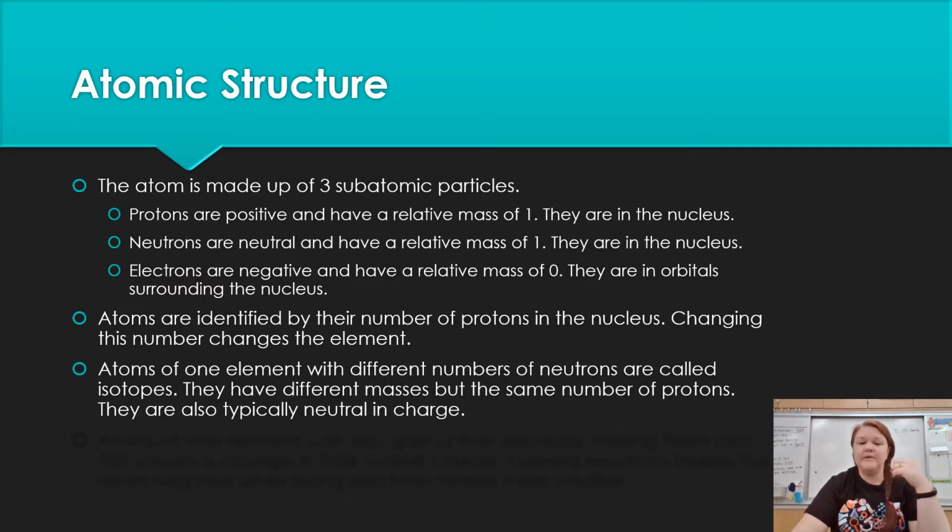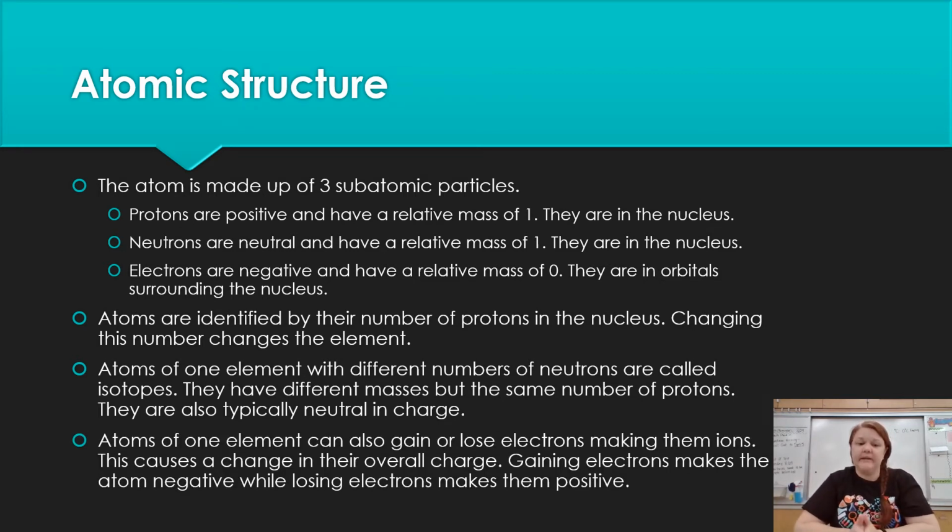Atoms of one element with different numbers of neutrons are called isotopes. They have different masses, but the same number of protons. So the atom is the same, the element is the same, except for the number of neutrons. So when that changes, they change the mass of the atom, but still the same identity. They're typically also a neutral charge. So usually when you're changing isotopes, you're still looking at the same number of protons and electrons.